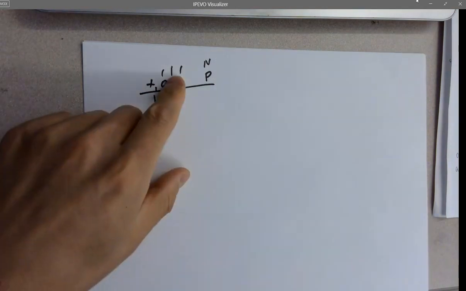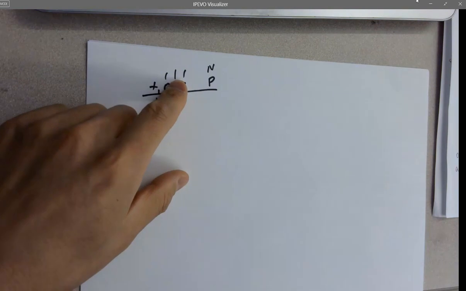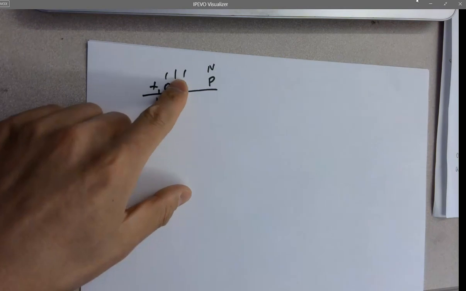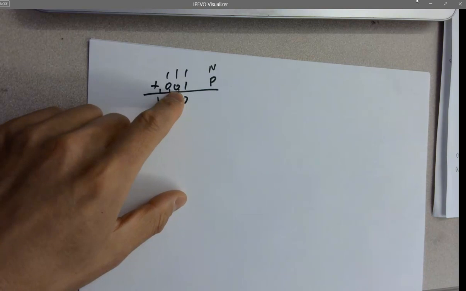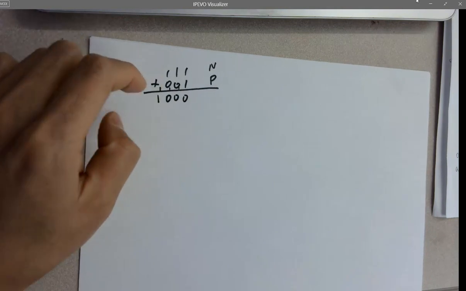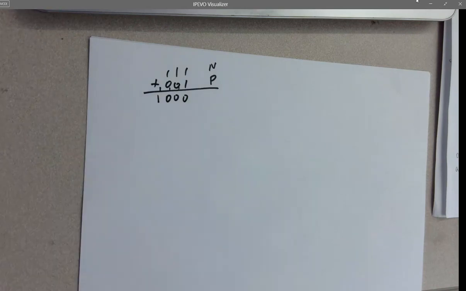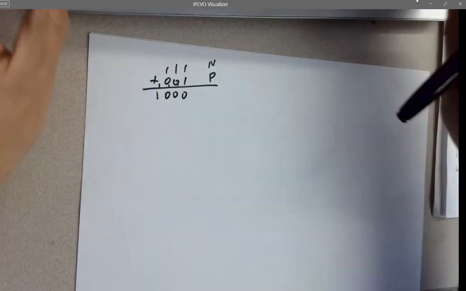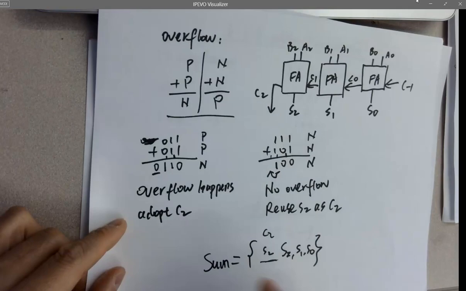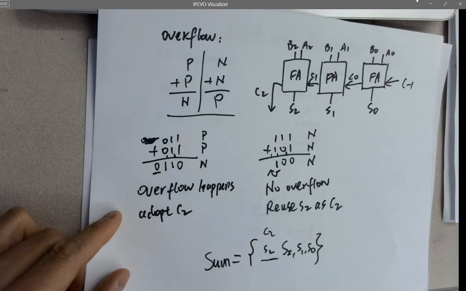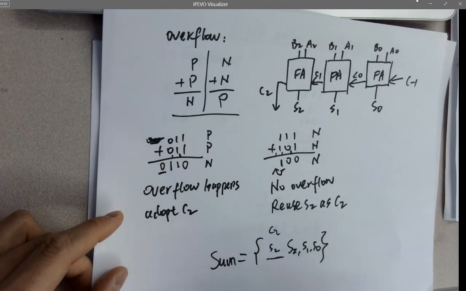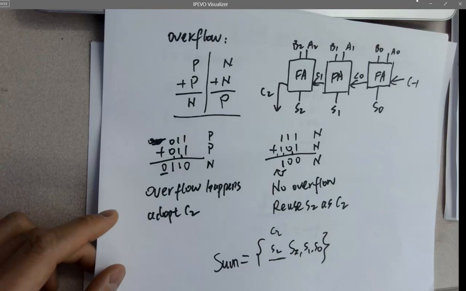So what's the first number here? What's the value of it? Yeah, it's -1, right? What about this? It's 1. So -1 plus 1 will be 0, right? So in that case, there's no overflow. So you don't want to use C2. Do not adopt C2 because there's no overflow. So following the rules here, like I told you guys, follow the rules. If there's overflow, then adopt C2. If there's no overflow, put S2 as an MSB, right?